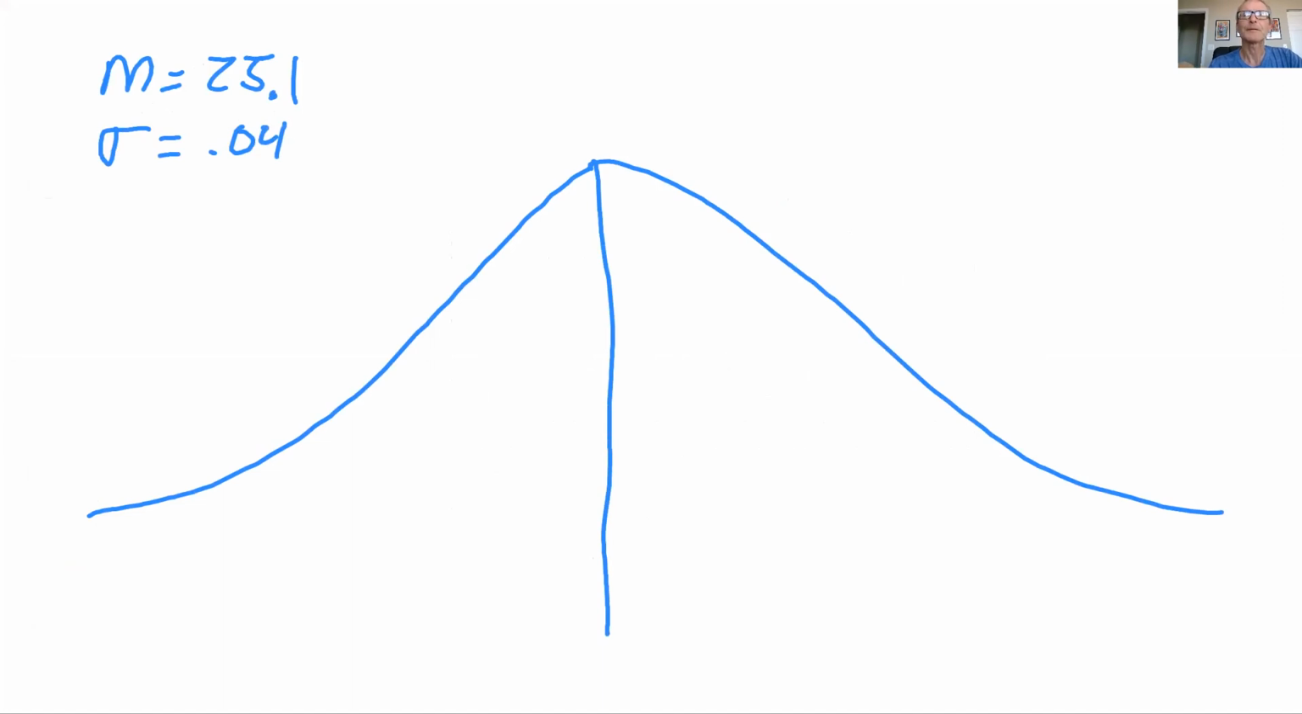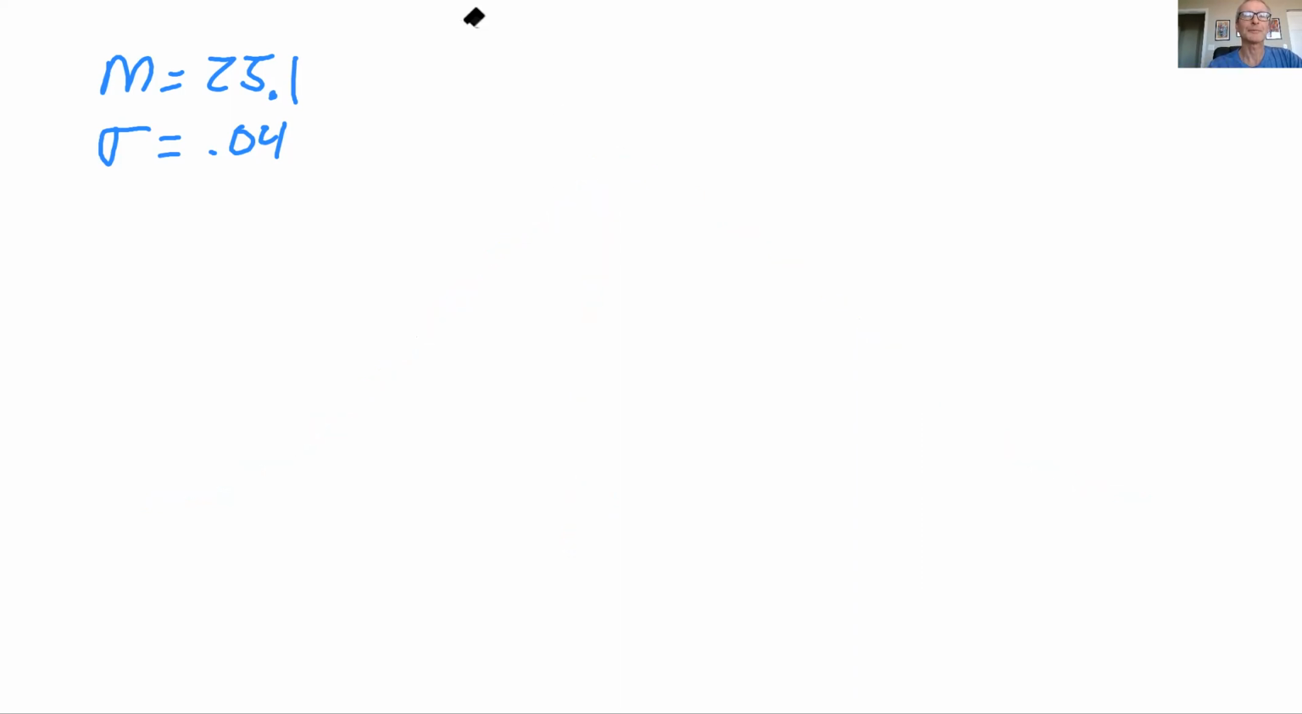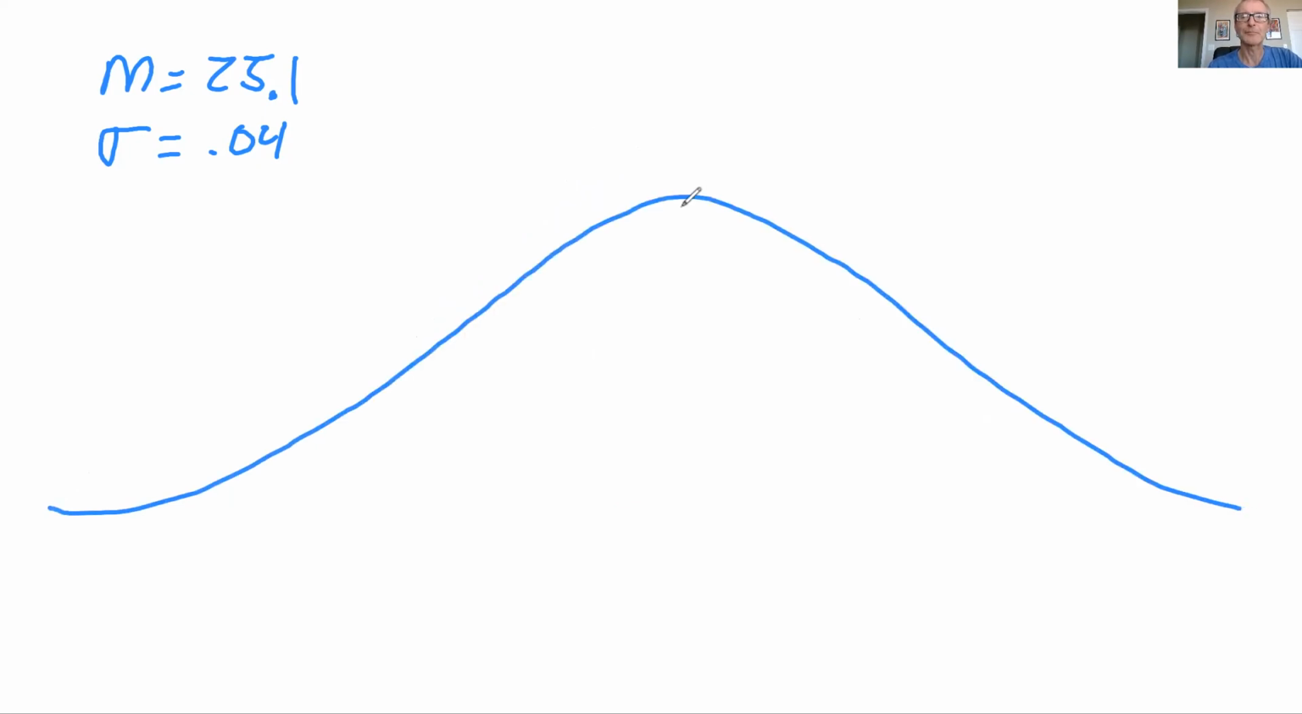It won't let me just erase part of that line. So let me start over. Try to get a better bell curve here. Let's try one more. Oh, that's way better.